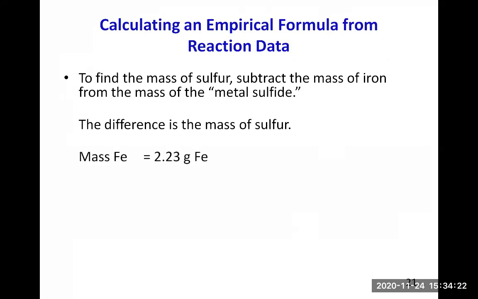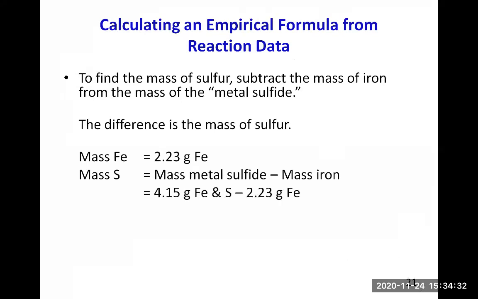So the mass of iron is 2.23 grams. The mass of the sulfur will be the mass of the metal sulfide minus the mass of the iron. The mass of the metal sulfide is 4.15 grams of iron and sulfur bonded together, minus 2.23 grams of iron. The difference is 1.92 grams of sulfur. So that's how you get the mass of the sulfur.